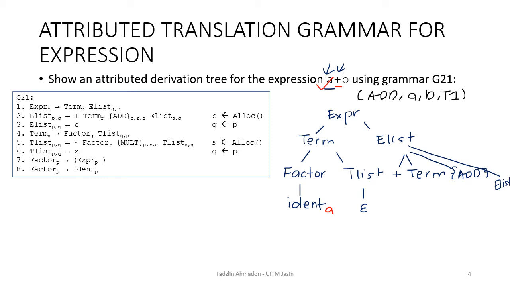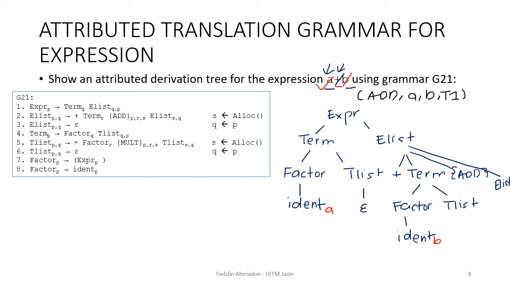Okay, so we are done with plus. Next, the final input is B, and I will write it under term. Again, term only has one rule, rule number 4, factor T-list. Okay, factor derived to ident. Since B is an identifier, I'm going to write the attribute of B.